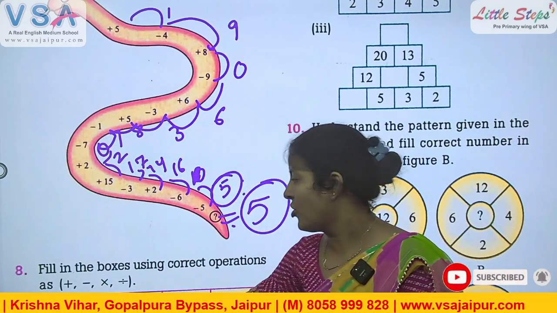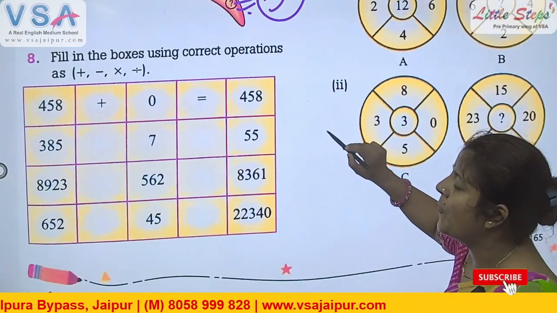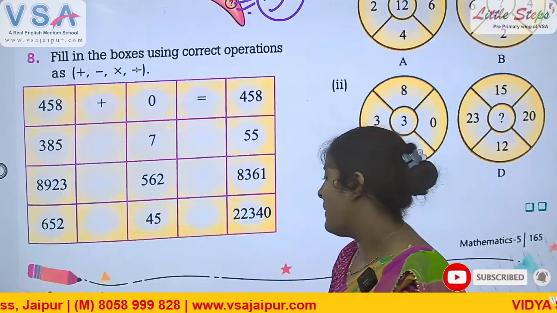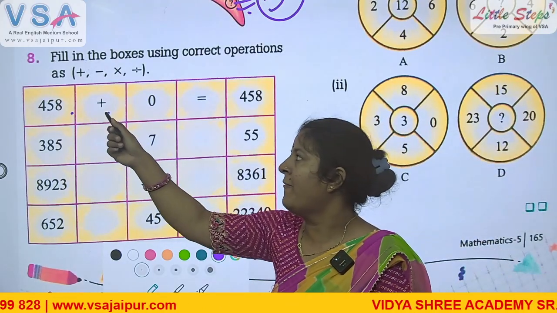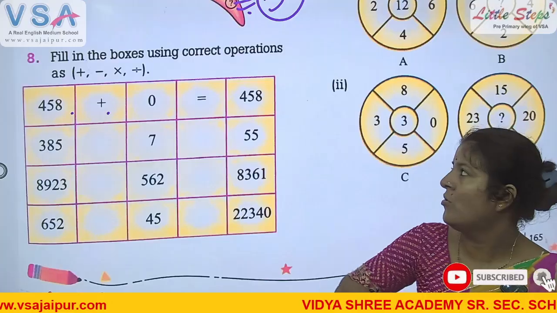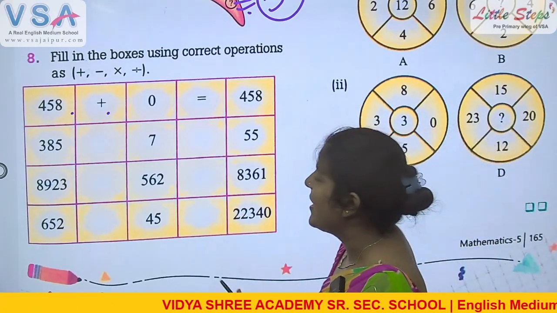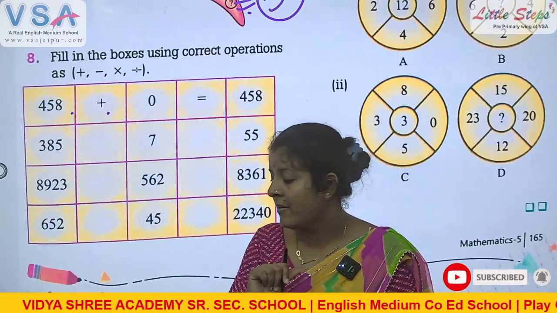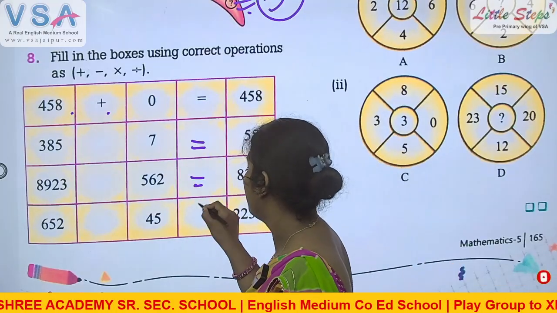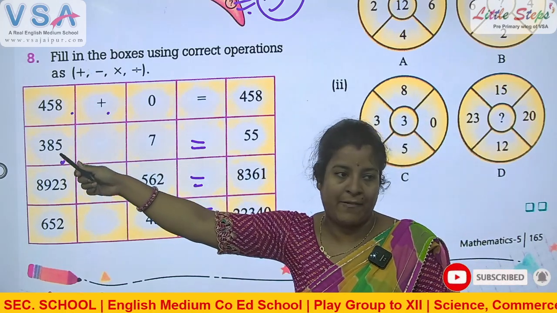And the next question, number 8. Fill in the boxes using the correct operation: plus, minus, multiply and divide also. Okay. So first is 458 plus blank equals 400. Then 385 blank 7 equals 55. So look at that. Which number? 385. And this side? 7.